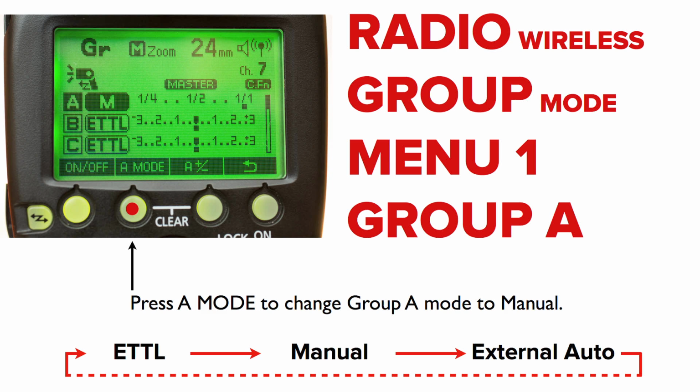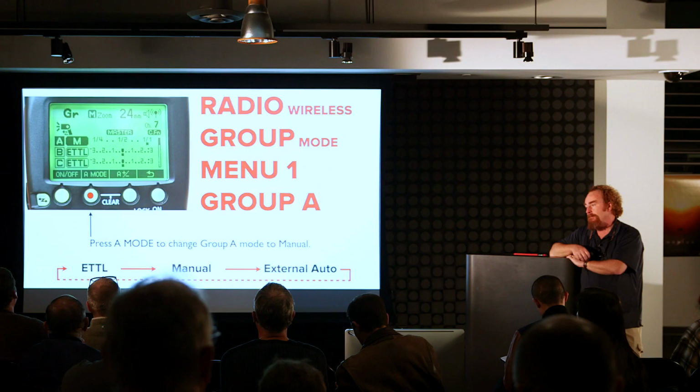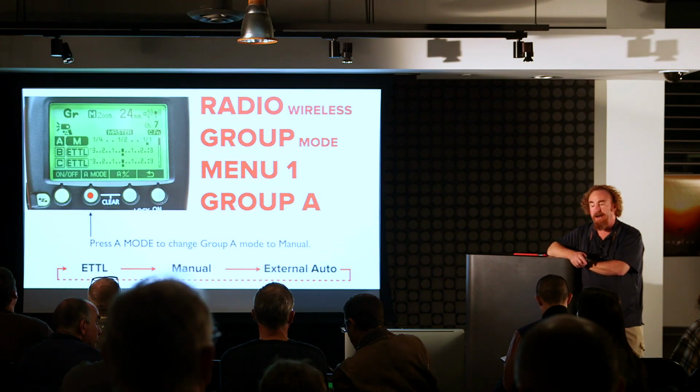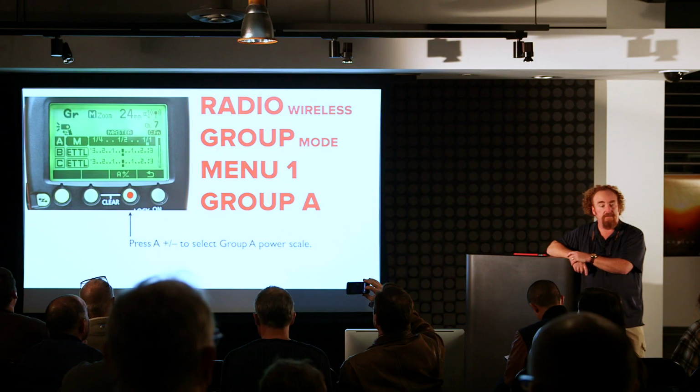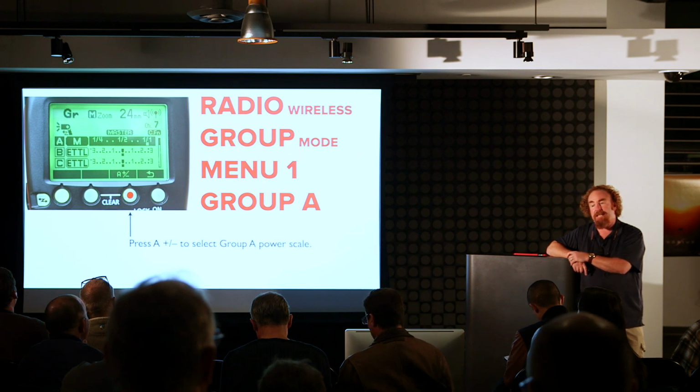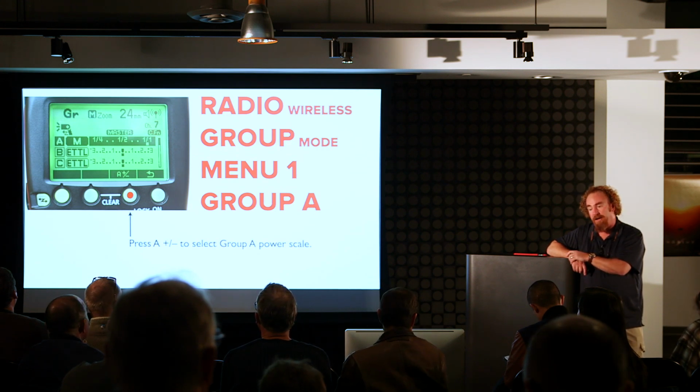It's in manual. So as soon as I hit manual, notice how the flash exposure gauge changes from an FEC scale over to a power level scale. I'm now able to control the power in group A. So I hit the A plus or minus. If A is a manual mode, A plus or minus basically means flash power. If A is in ETTL or external auto, A plus or minus is flash exposure compensation for that group.